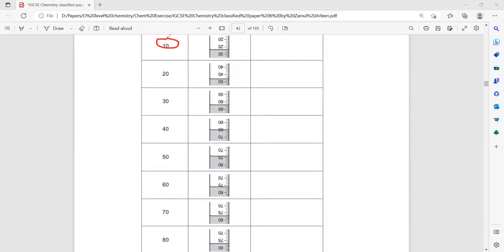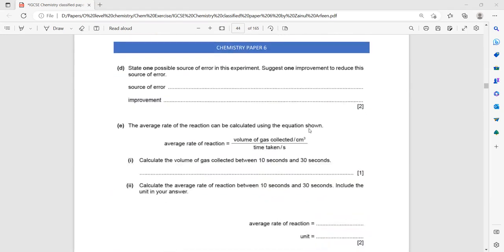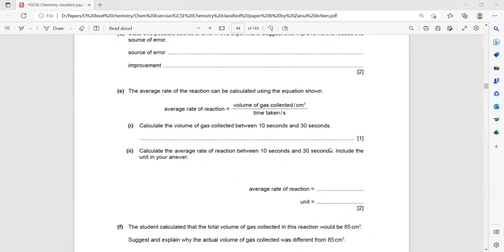At 10 second it was 27, and at 30 second it was 62. So how much difference is there? 62 minus 27, which is 35. So that will be 35 cm cube. So 35 cm cube of a gas is collected. So we'll write 35.